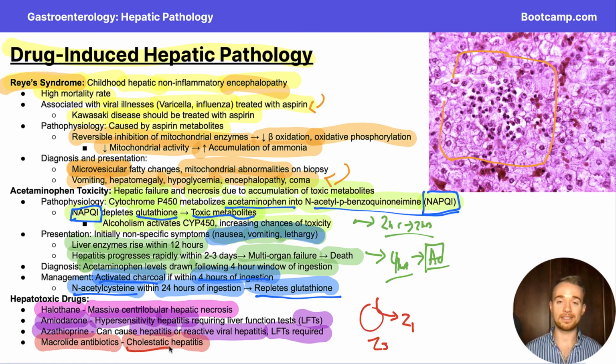That is cholestatic hepatitis. I should also mention that another drug that we haven't put in this list that is notable for causing hepatotoxic side effects is isoniazid for the treatment of tuberculosis. It's definitely something that should pop in mind when you think about hepatotoxic drugs.